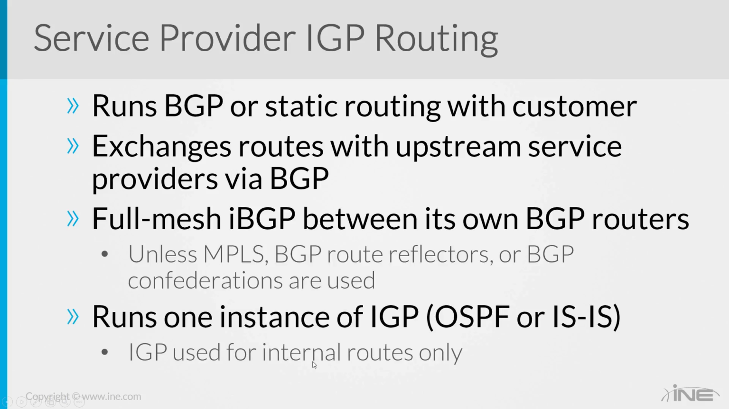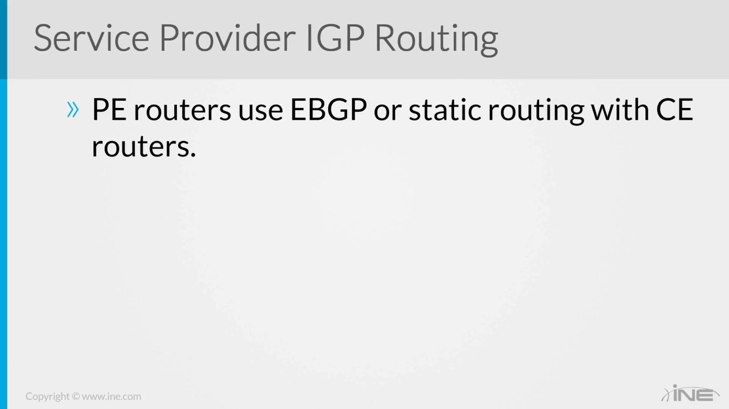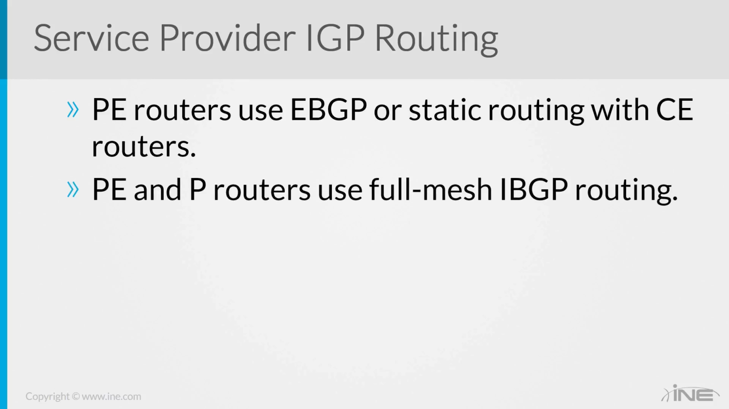Now, it runs one instance of IGP, and typically you're only going to use your IGP to propagate traffic between the rest of the edge devices and in the core. So the PE routers use eBGP or static routing with the CE routers. So this is going to be the customer side of the house, right? PE and P routers use full mesh iBGP.